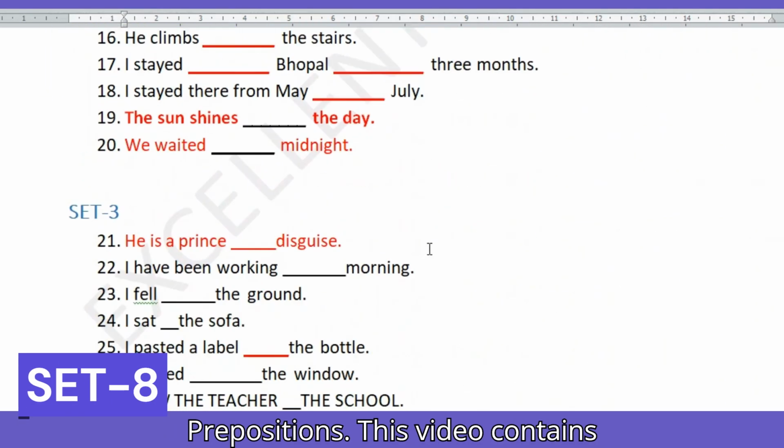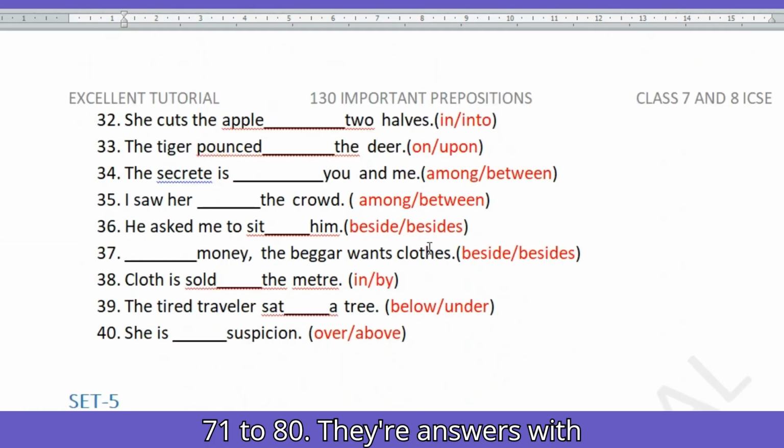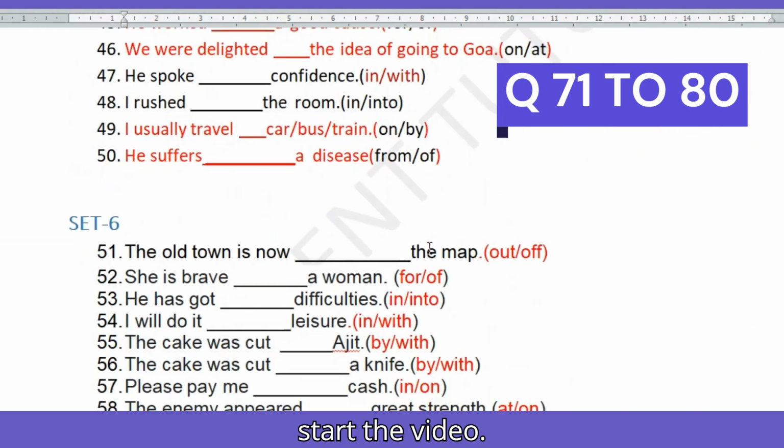This video contains prepositions set 8. Question number 71 to 80. Their answers with reasons and Hindi meaning also. So let's start the video.